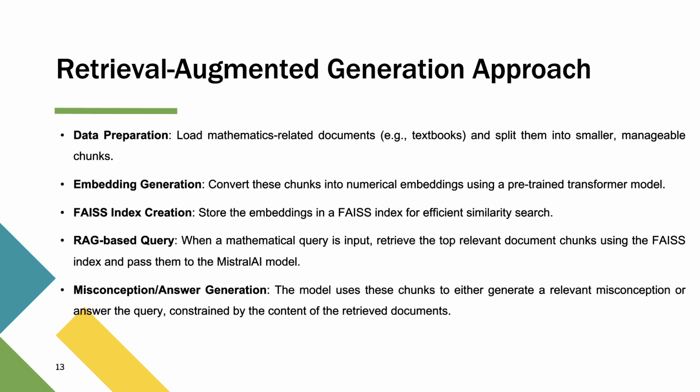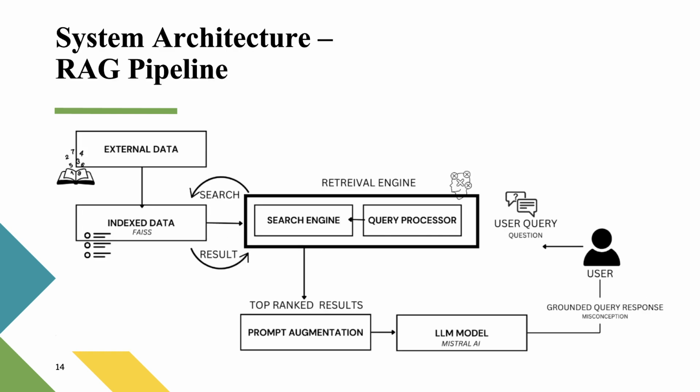To ground our answers in real textbooks, we implemented a retrieval augmented generation pipeline. It works in the following three steps. Step 1, chunk and embed. We split textbooks into overlapping chunks and embed them with a mini LLM. FAISS indexing. These embeddings live in a FAISS index for fast similarity search. When a user inputs a question, the model searches for the most relevant textbook chunks and uses those to generate a grounded explanation.